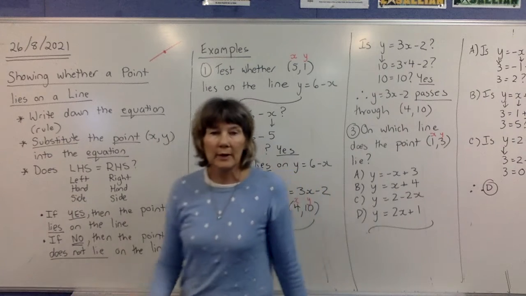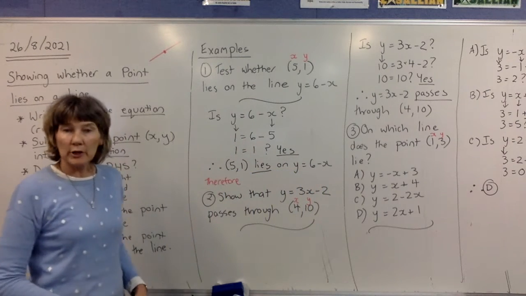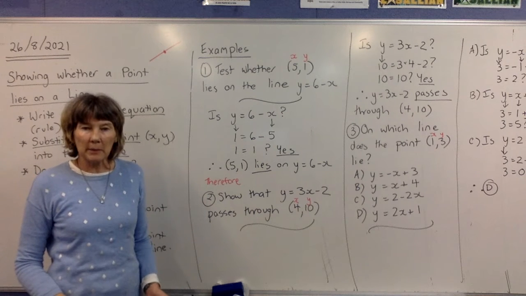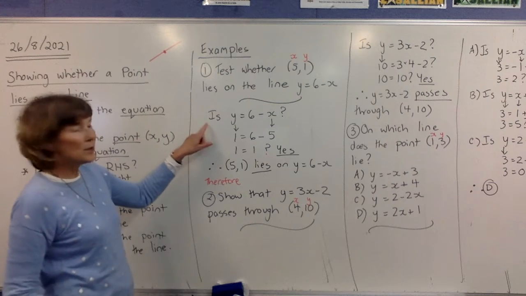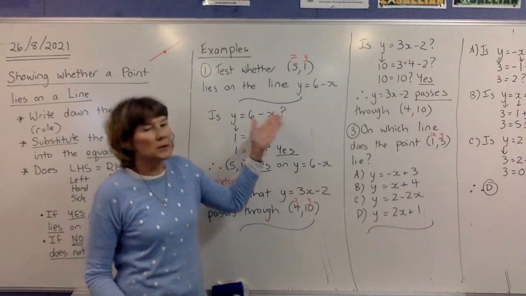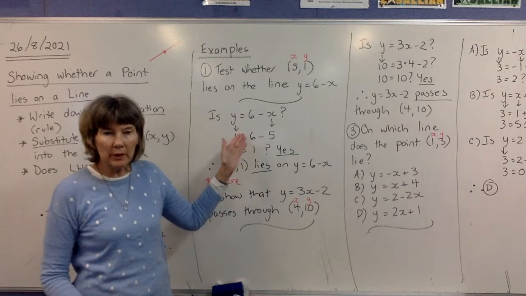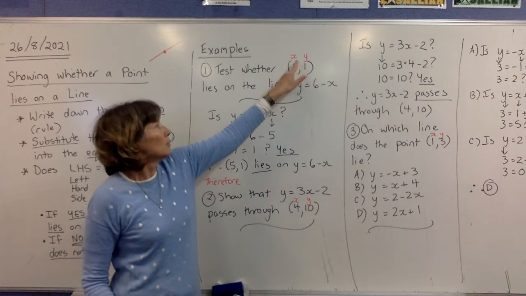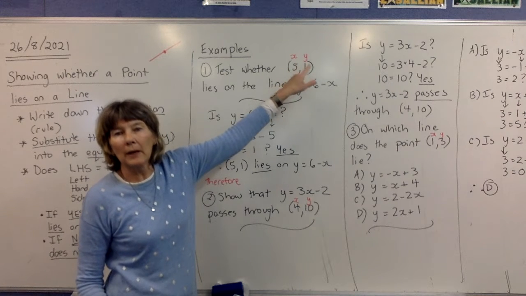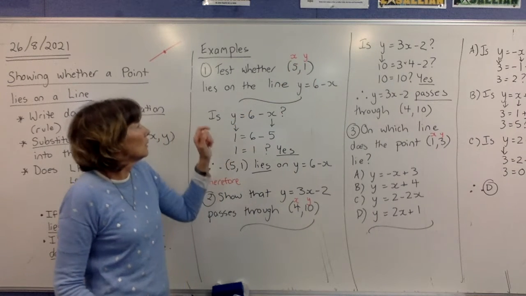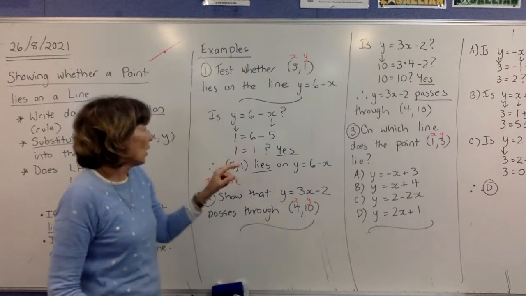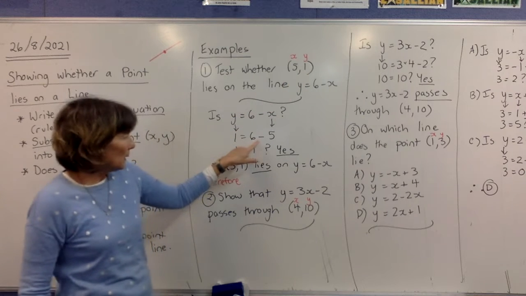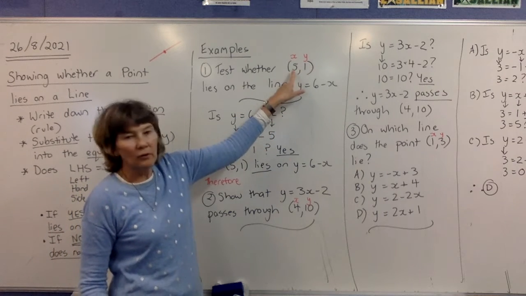Alright, so we're going to go through a few examples and see how this works. First question, test whether 5, 1 lies on the line y equals 6 minus x. We first phrase the question: is y equal to 6 minus x? So you start with the equation. Then we're going to put in 5 and 1 for x and y. So just with your red pen, write x and y above those. We're going to put in 5 for x and 1 for y. So here we go. In place of y, we're going to put 1. We're going to copy everything else, and when we get to the x, we're going to put 5.